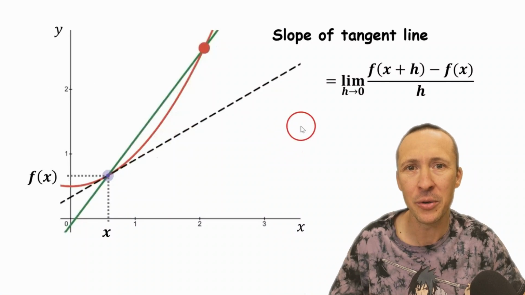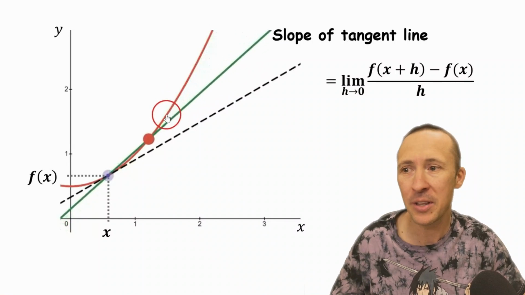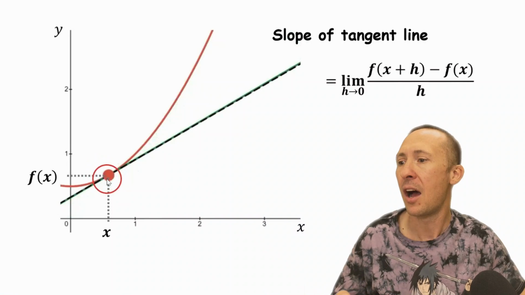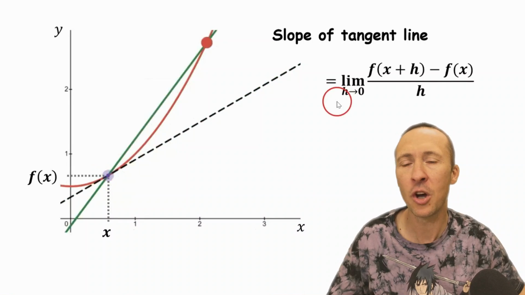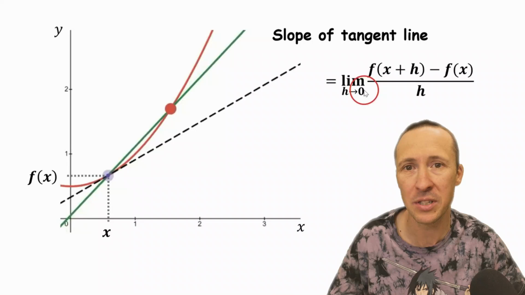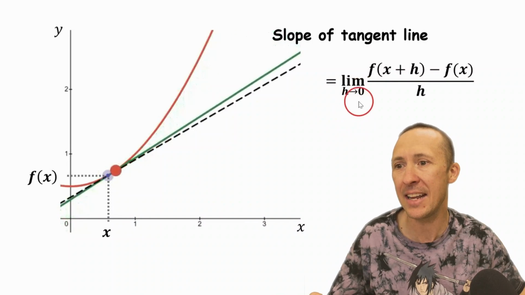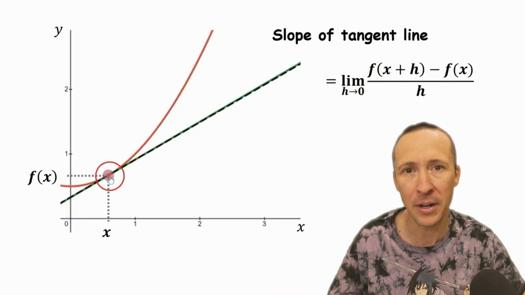But what we can do is bring these two points closer and closer together, and if we do that, then the slope of this secant line approaches the slope of the function right at this point, which is the slope of the tangent line. So we're going to take the limit as h goes to 0, because as h goes to 0, then these 2 points become closer and closer together. And in that limit, then we have rise over run right at that point right here.